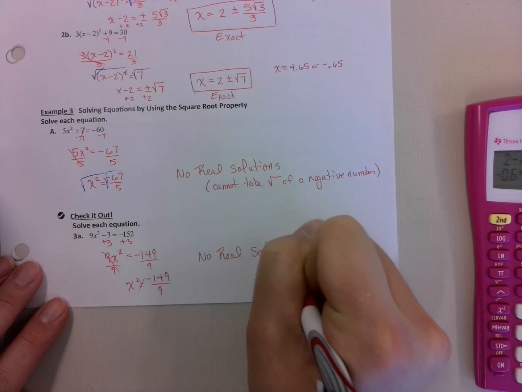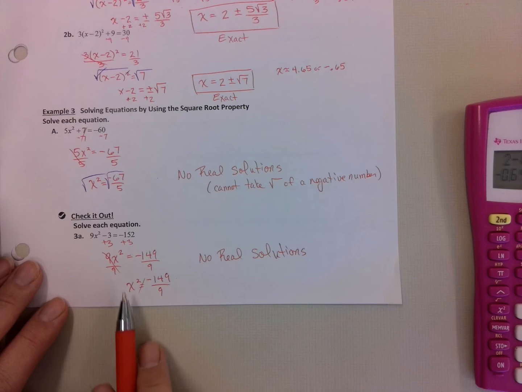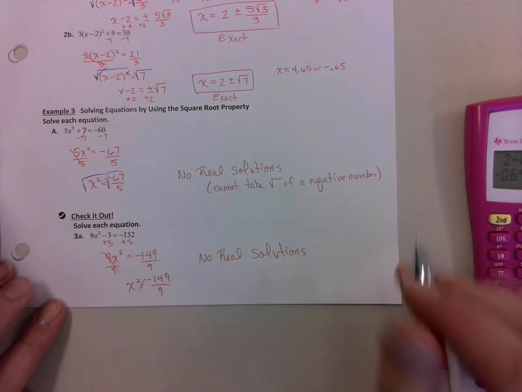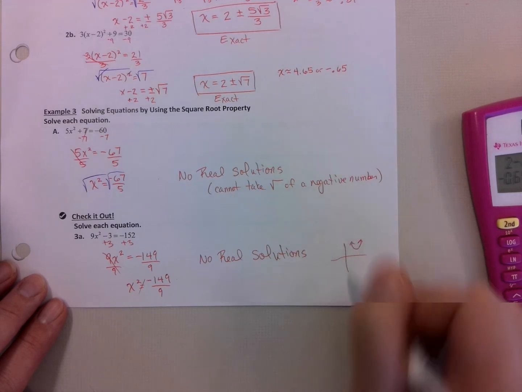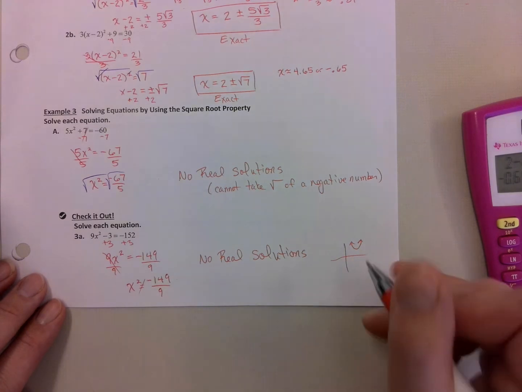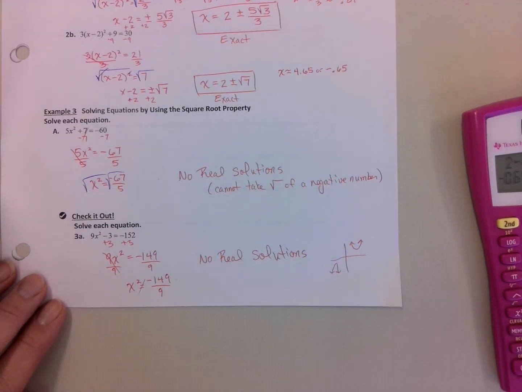And I want you to think about this. Why can't I take the square root of a negative? Because nothing squared gives me a negative. Everything I square should be a positive. That's why there are no real solutions. I'm not saying the graph looks like this, but this is where you have a graph that never crosses the x-axis. That's when we get no real solutions. We have a graph that goes up or goes down, and there's no x-intercepts.